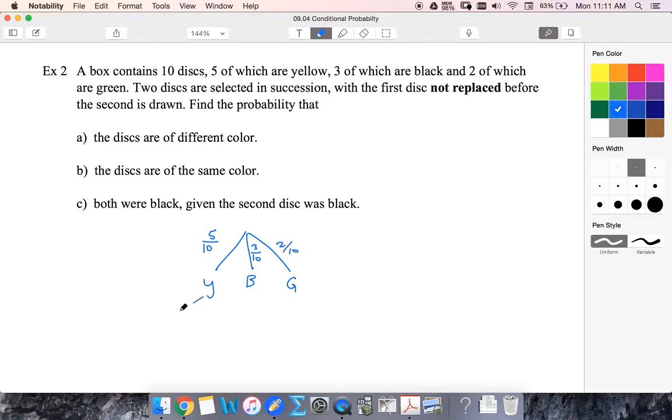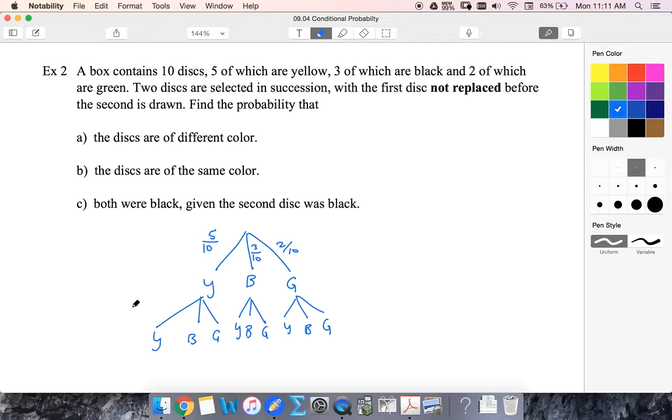And then we have the same options again. We can have yellow, black, or green, yellow, black, or green. I'm trying to figure out the best way to fit all 3 here. And again, we have 3 options, yellow, black, or green. So in the end, we've got this total of 9 options.